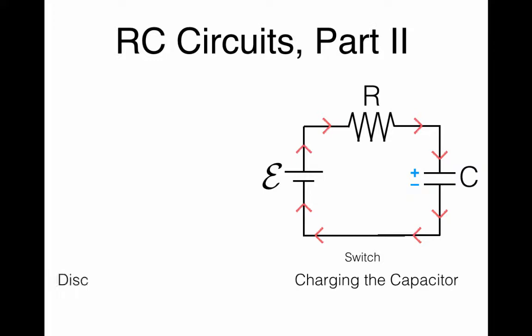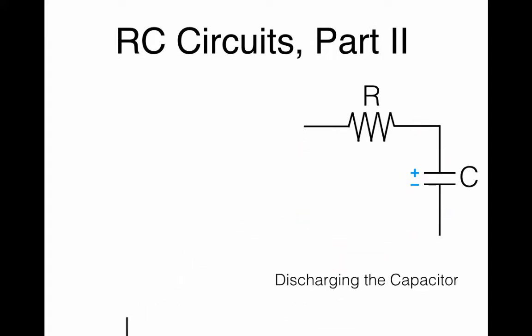To discharge the capacitor, the source of EMF is removed and the capacitor and resistor are reconnected to reform the circuit. The current will now flow in the opposite direction through the resistor as the capacitor is discharged.